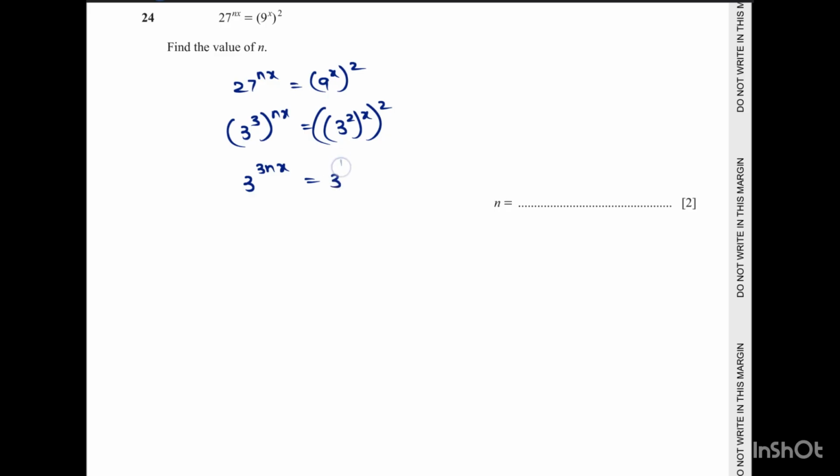3 raised to 4x. Now when the bases are same, the exponents can be taken as equal. So 3nx is equal to 4x. X gets cancelled. 3n is equal to 4. This gives you the value of n as 4 by 3. Or you can also write 4 by 3.